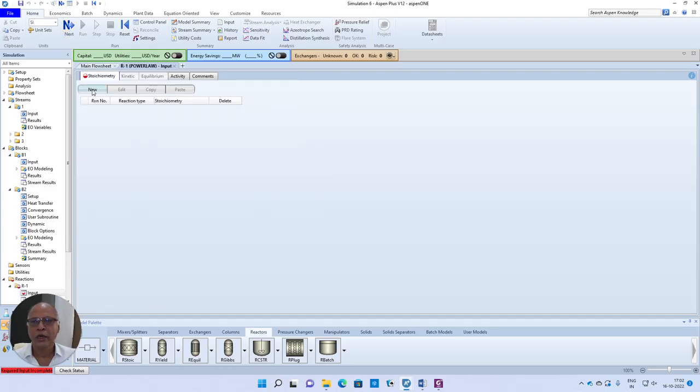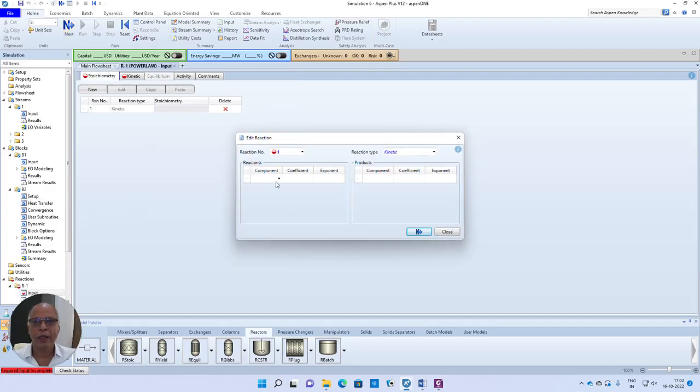Now define the stoichiometry. So ethane, the coefficient is 1. This is the exponent to the concentration term of ethane. Because it is first order, I am defining it as 1. And the two products are ethylene, the stoichiometric coefficient is 1, and hydrogen also 1. There are no exponents with respect to the products because this reaction is irreversible. So we have defined the stoichiometry.